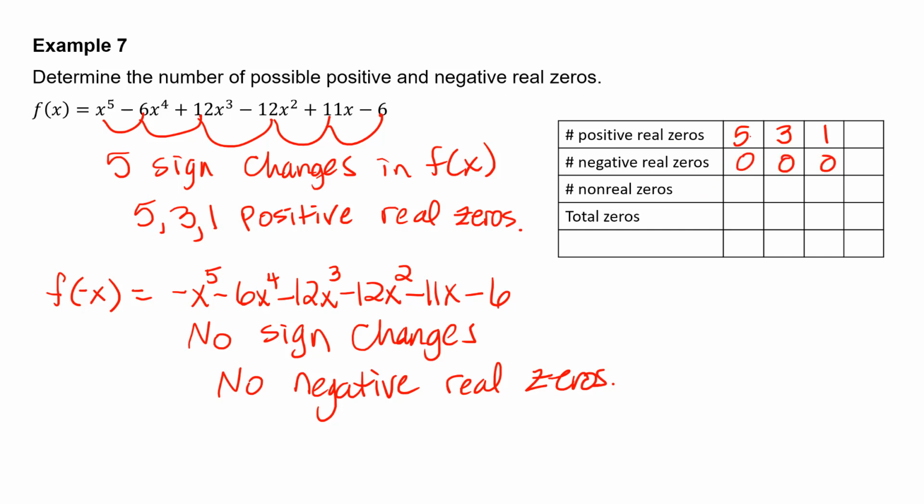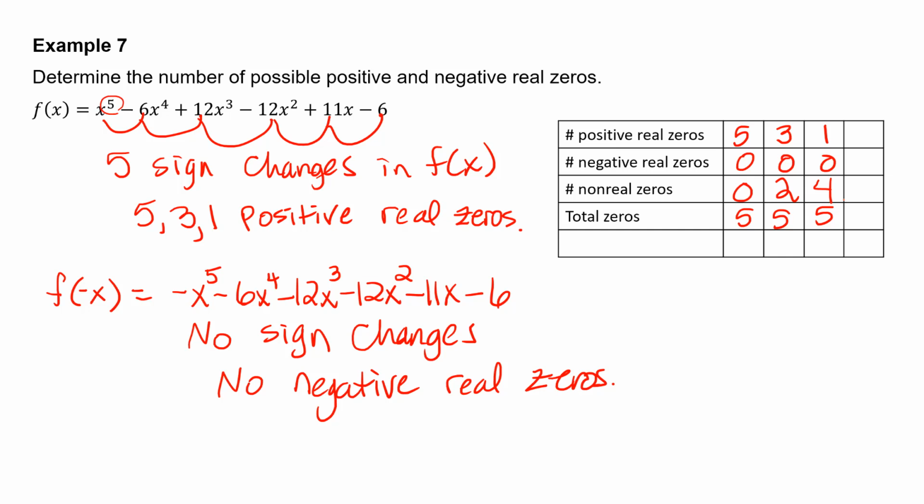The non-real zeros: if I have 5 positive real zeros, I will have 0 non-real zeros because the highest power of x here is 5. That means I'm going to have 5 zeros total. So no matter what, I'm always going to have 5 total zeros. If I have 3 positive real zeros and no negative real zeros, I must have 2 non-real zeros. It's got to add up to 5. If I have 1 positive real zero and no negative real zeros, which I'm not going to have, then I would have to have 4 non-real zeros to add up to 5.